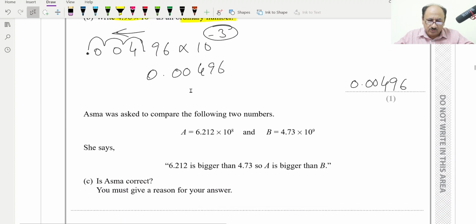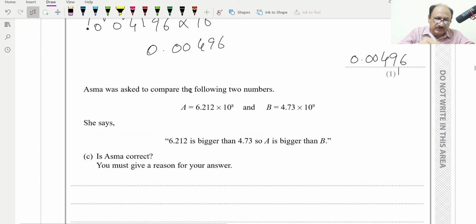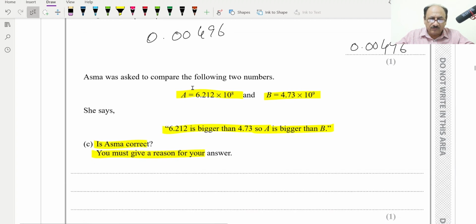Asma was asked to compare the following two numbers. A is equal to this, B is equal to this. She says 6.212 is bigger than 4.73, so A is bigger than B. Is Asma correct? You must give a reason for your answer.